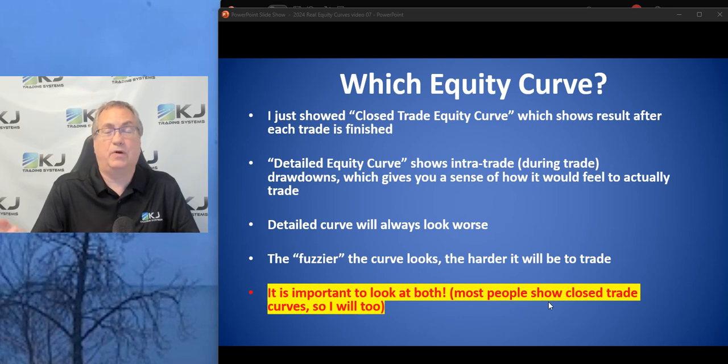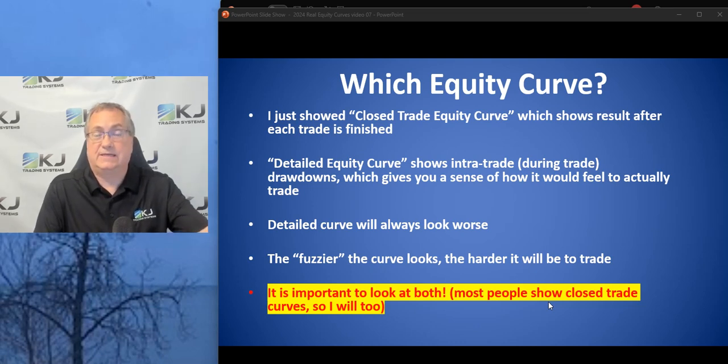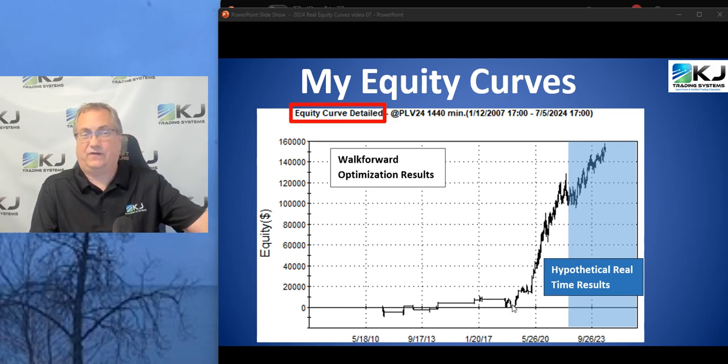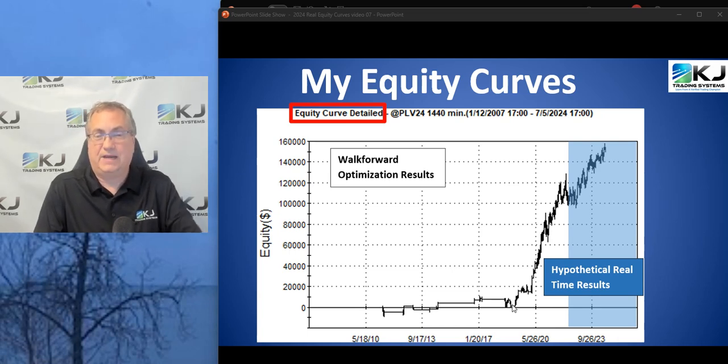I think it's important to look at both curves, both the closed trade curve and the detailed equity curve, which is usually by calendar date, either like a daily or weekly type thing. So here's a detailed equity curve for that same strategy. Now that strategy looks a bunch different, right? What it shows is the first few years it really didn't do a whole lot, and you don't see that necessarily from the closed trade because it only goes trade by trade.